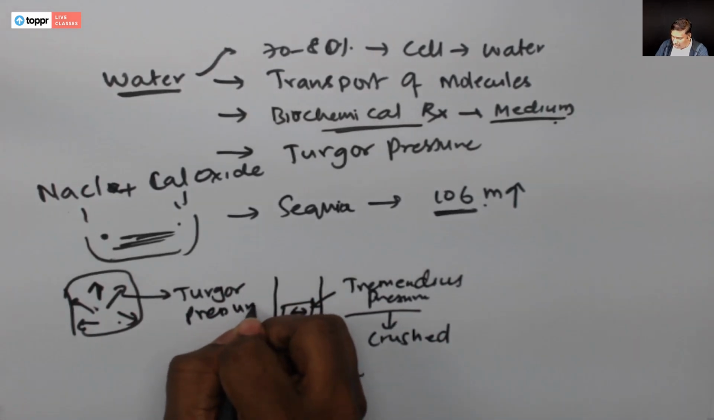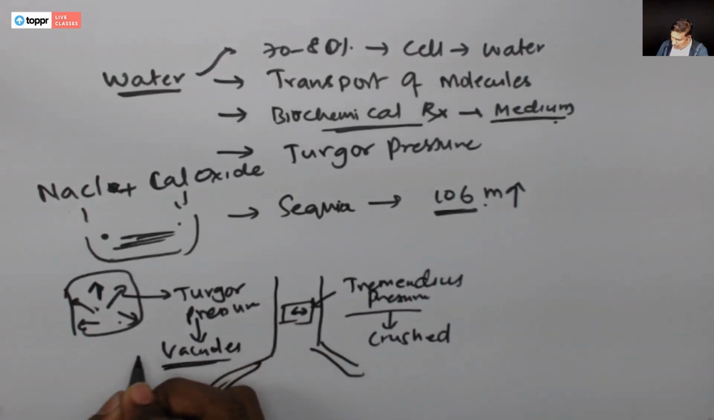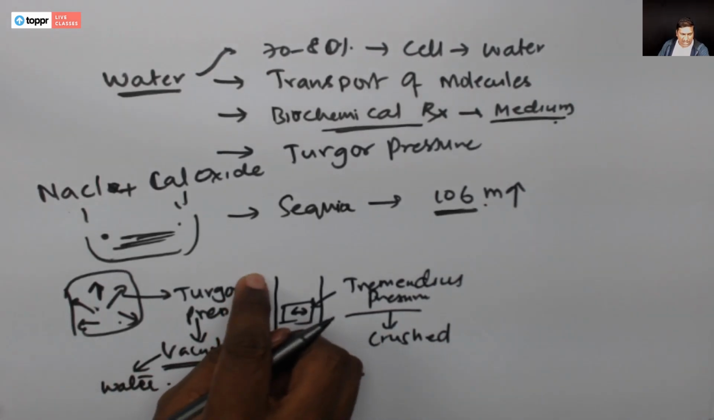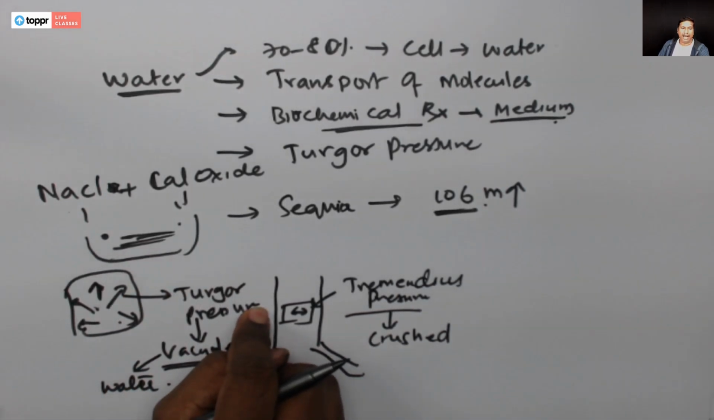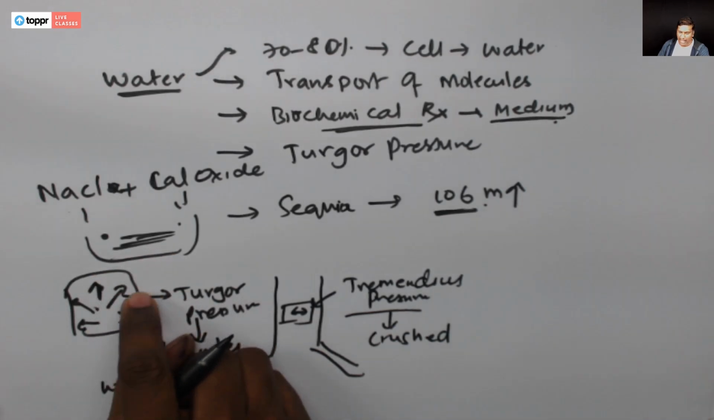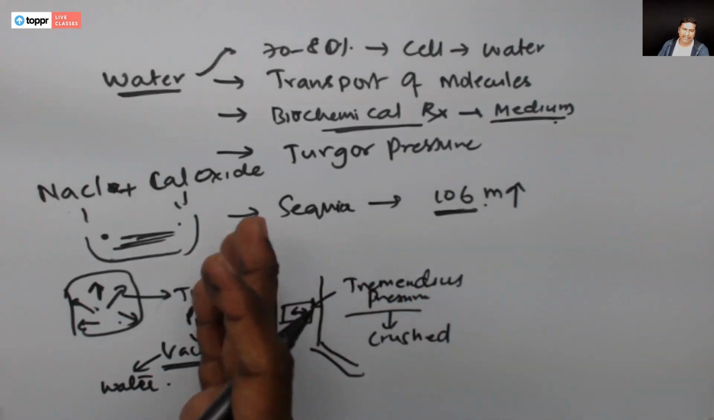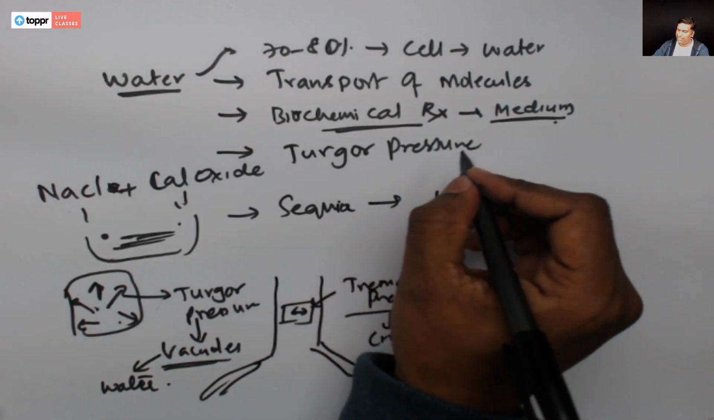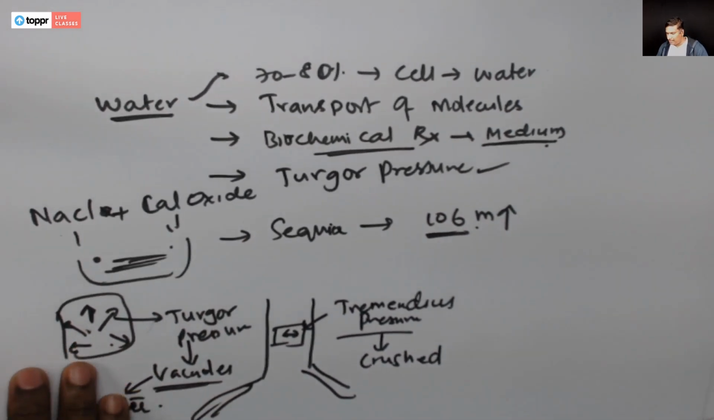This turgor pressure is usually provided by the vacuoles, and vacuoles are filled with water. So water is indirectly responsible for the turgor pressure, because water is present in the vacuoles, and vacuoles are the reason why you have turgor pressure. Without the turgor pressure, the entire cell will collapse. Since a plant is composed of cells, the entire plant will collapse. So turgor pressure is very critical, and water plays the most important role in maintaining it.